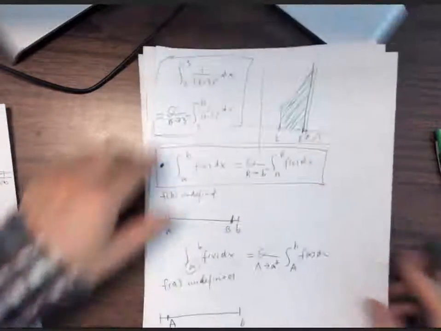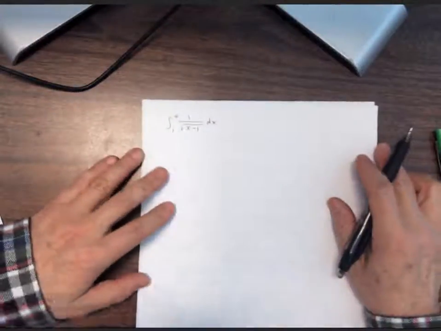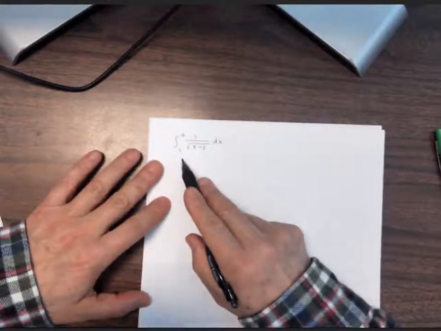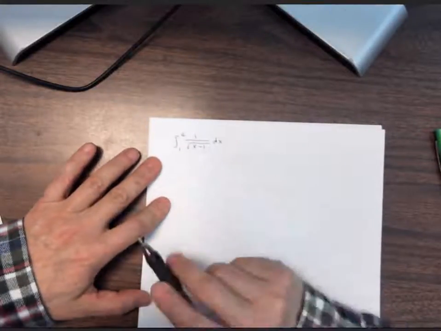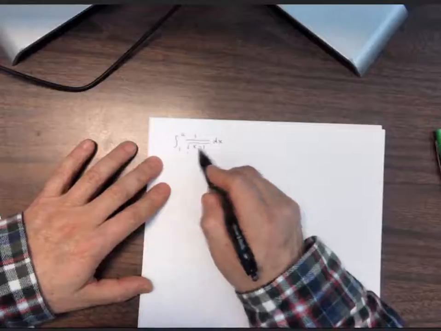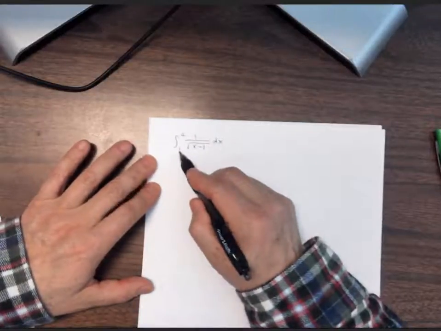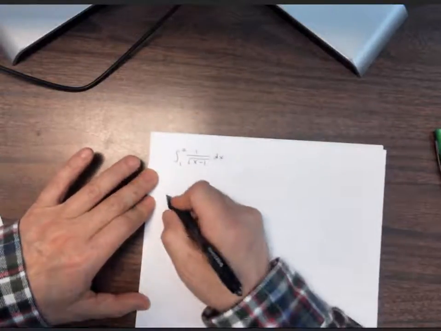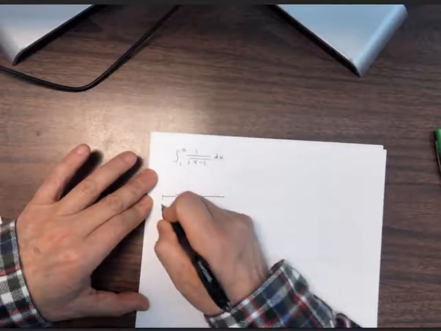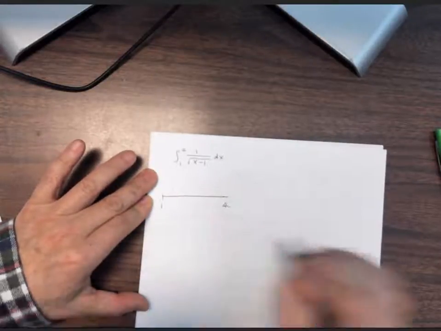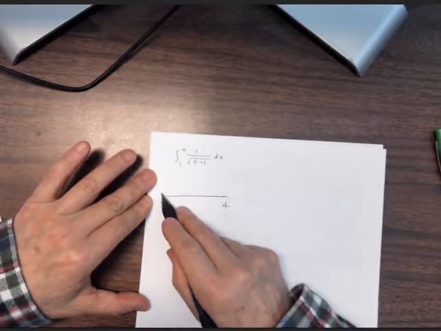Alright, let's see one example. Here I have an integral 1 to 4 of 1 over square root of x minus 1. Now it's clear. The function is undefined at 1. So let's start with the number line. 1 to 4. Function is undefined here.